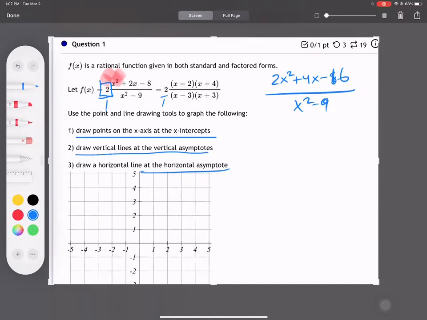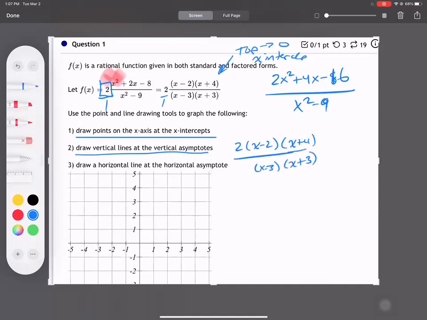X-intercepts are when the graph hits the ground. So what I mean is, when does the graph hit the x-axis? And we know that is by making the numerator of a fraction go to 0. When the top goes to 0, that's our x-intercept. So for your notes, why don't we copy this? Copy 2 times (x minus 2)(x plus 4) over (x minus 3)(x plus 3). Okay, that's what you're going to copy in your notes.